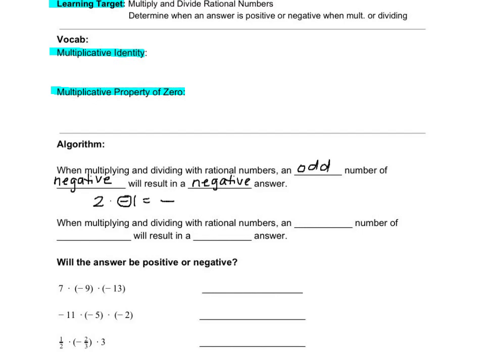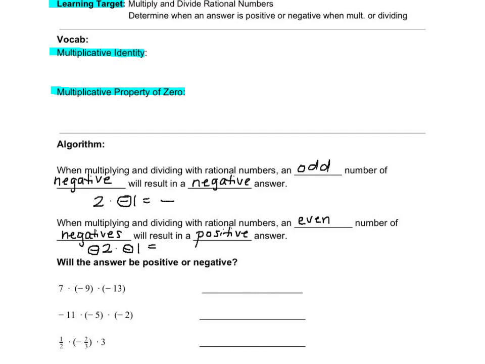But now let's look at the second part of the algorithm. When multiplying and dividing with rational numbers, an even number of negatives will result in a positive answer. So looking at that expression we did up there, what if we had negative 2 times negative 1? Then, because we have two negatives right here, our answer is actually going to be positive.